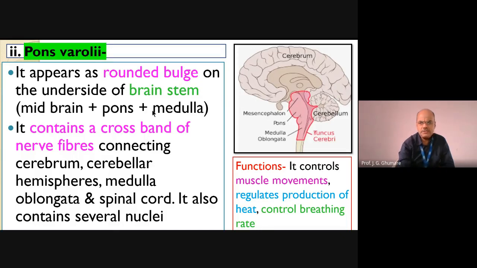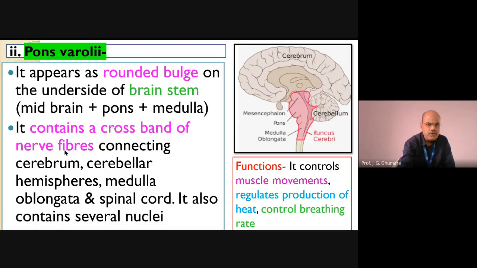What is the brain stem? Three structures together form the brain stem. This side will have the midbrain, this side will have the pons, and this side will have the medulla oblongata. Three together form the brain stem. This is for namesake, remember. A multiple choice question may ask: midbrain, pons varolii plus medulla oblongata form the brain stem. And this will be the bulging underneath the midbrain.